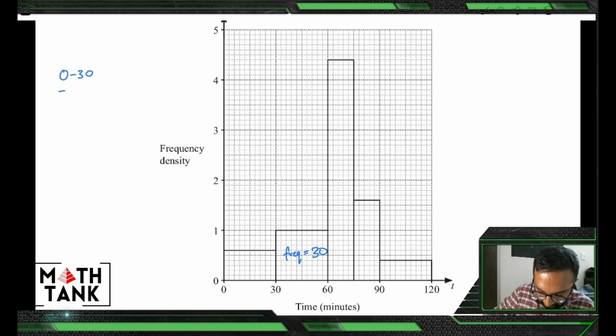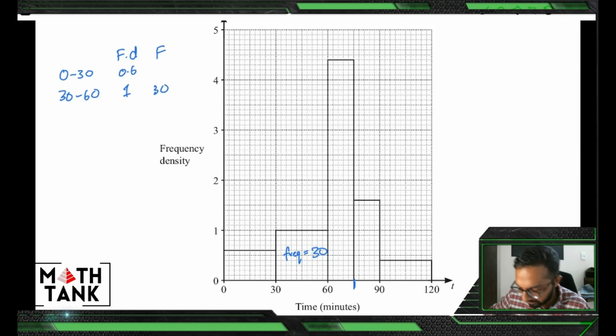0 to 30, then I have 30 to 60. There's going to be a column for FD, and there's going to be a column for frequency as well. This frequency is 30. It had an FD of 1. This one had an FD of 0.6. I'm going to write that too. Then it's somewhere between 60 and 90. So where can I imagine it being between 60 and 90? I'm going to say 60 to 75, and it has a frequency density of about 4.4. And then there's 75 to 90, which has a frequency density of about 1.6.